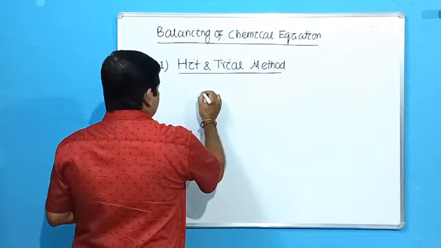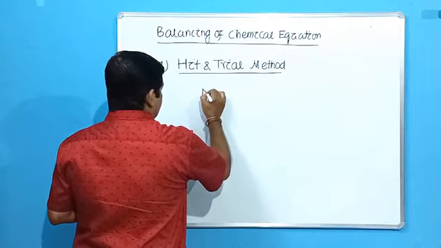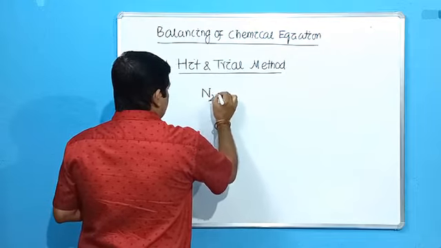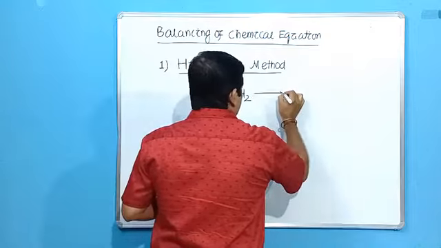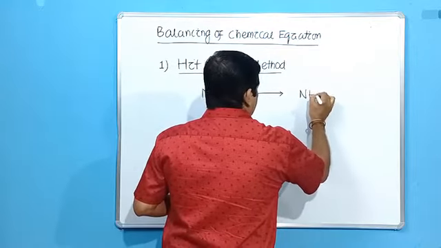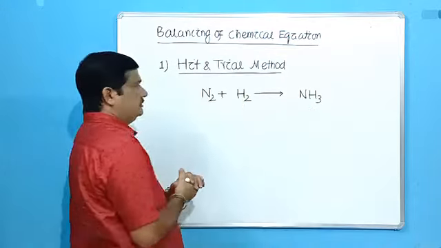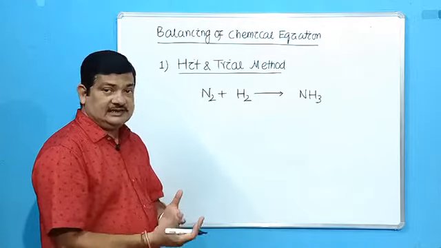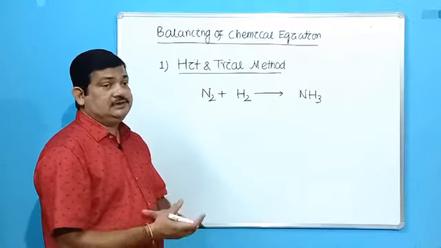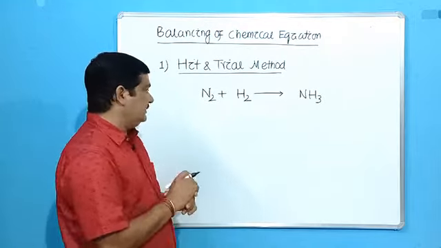Okay, we will take the case of Haber's process again. Nitrogen reacts with hydrogen to form ammonia. So this is the skeleton equation. Skeleton equation means which is not balanced. Last class, right? So the equation which is not balanced is called skeleton equation.